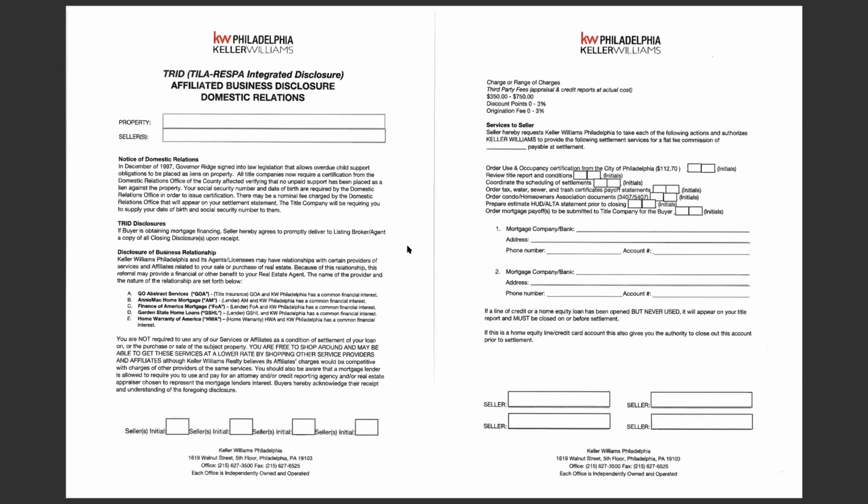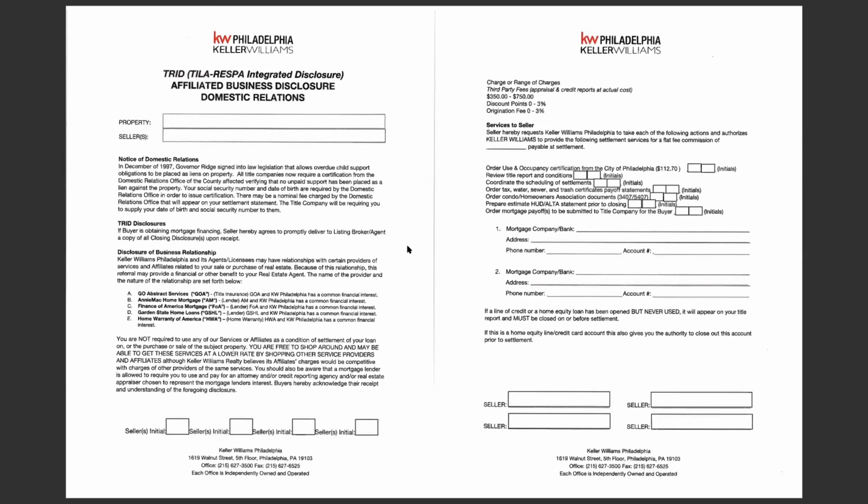Services to the seller. It's a reiteration of a cost. And if we pretended you put $350 on the listing contract, that's the same number that goes here. Payable at settlement is the services to the seller. And what are some of these services to the seller going to be?